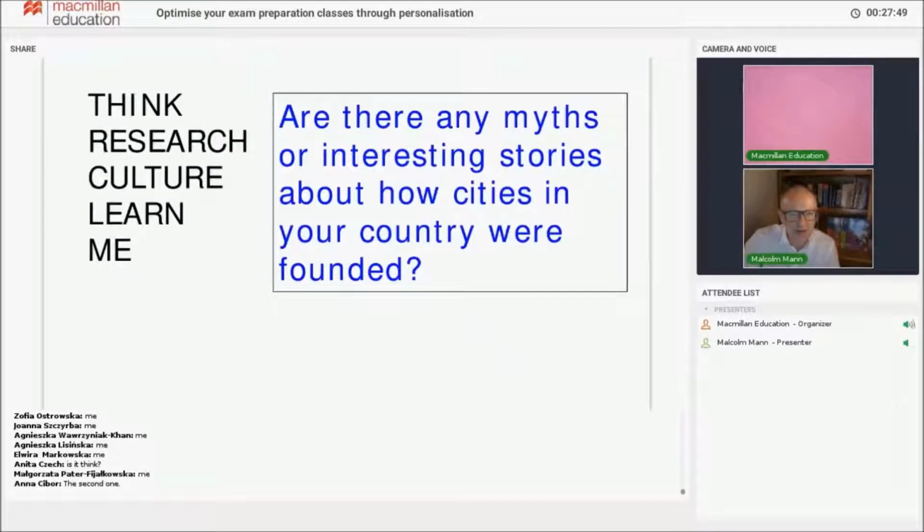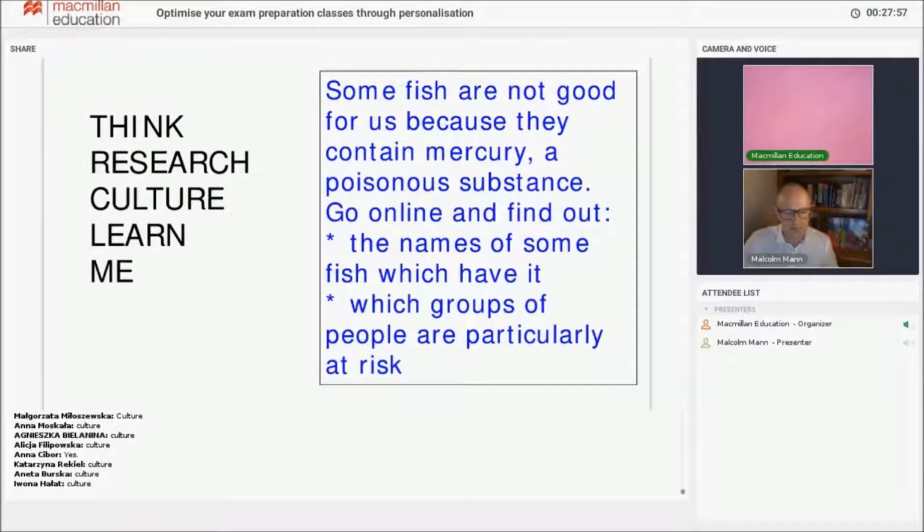Right, it's back. Super. Let's move on to the next one. What do you think that one is? We're now on the third one. This one's fairly straightforward, I think. Right, this one's culture, because it's about the student's own country, the student's own culture, the student's own myths and stories.